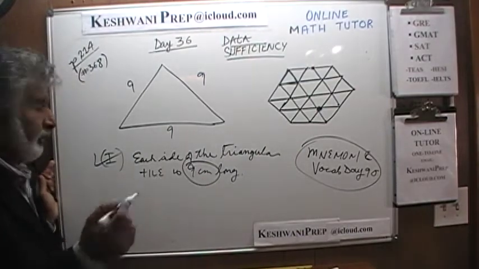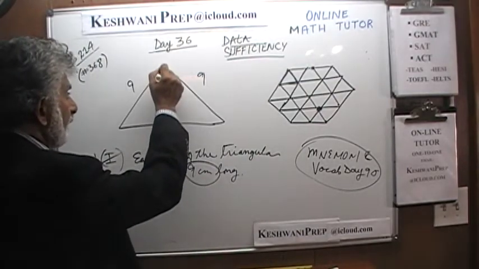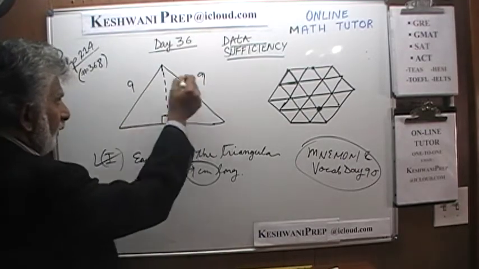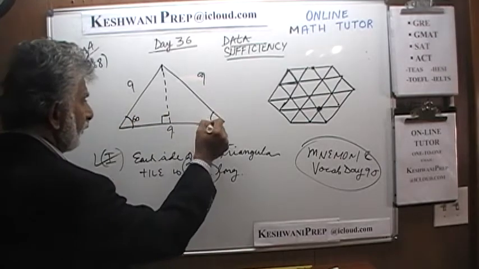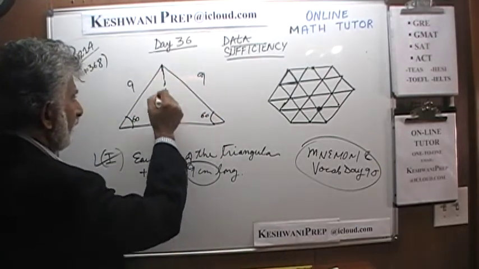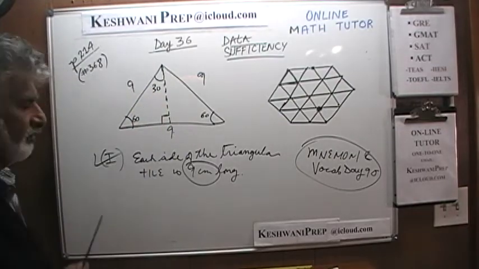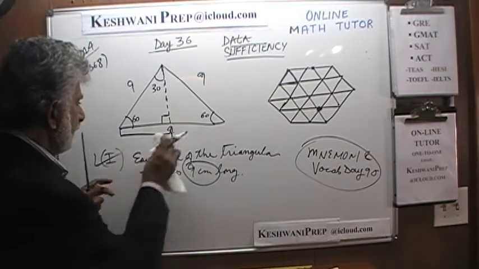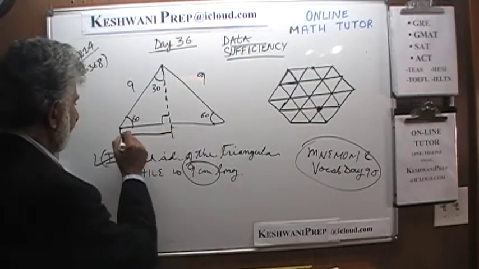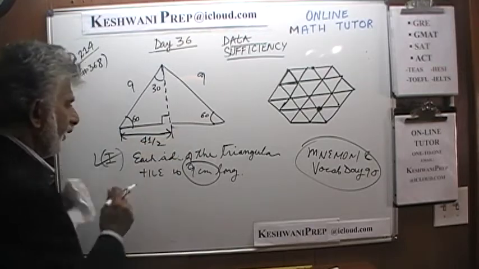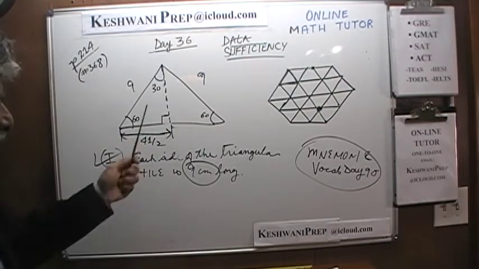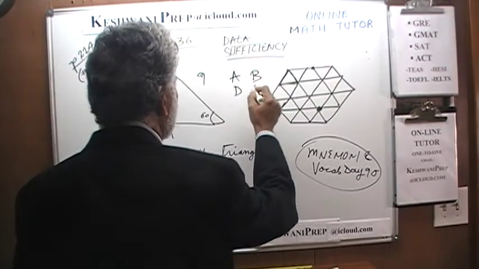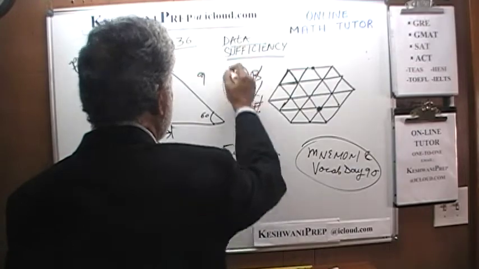There are a couple of ways we can go about it. One way is to simply use the Pythagorean theorem, drop a perpendicular, this is going to be 90, and since they are all 9, this was 60 degrees, this was 60 degrees, and since we bisected it just now, this is going to be 30 degrees. There you go, we have another 30, 60, 90 triangle. In which case, this length from here to here is just going to be 4.5. And therefore, the first statement by itself is enough because we can figure out the area. AD, BCE. The answer cannot be B, C, or E. It has to be either A or D.